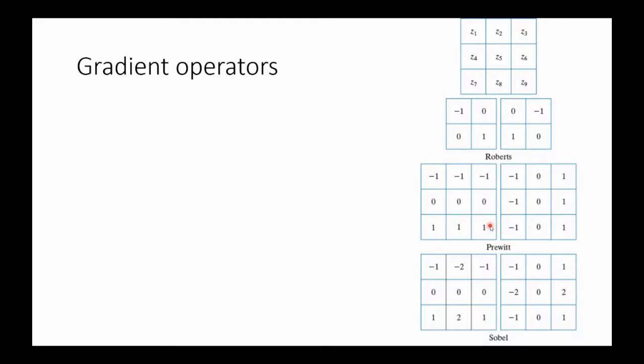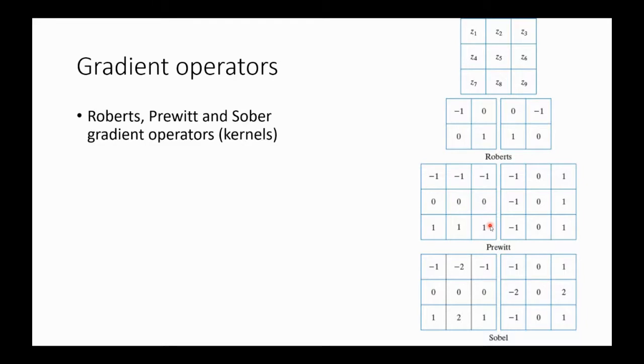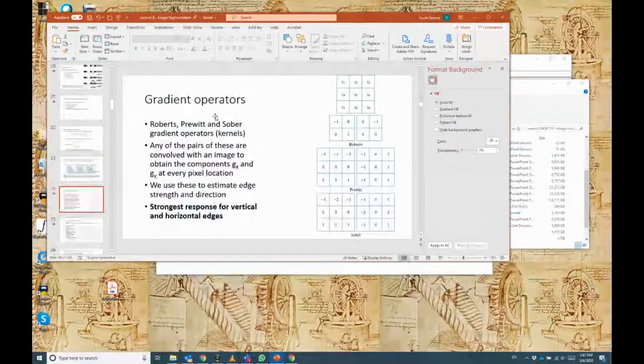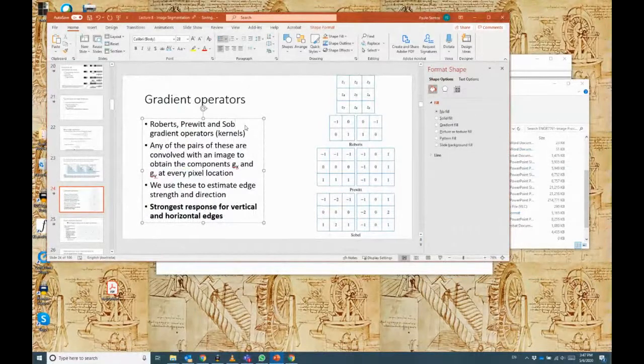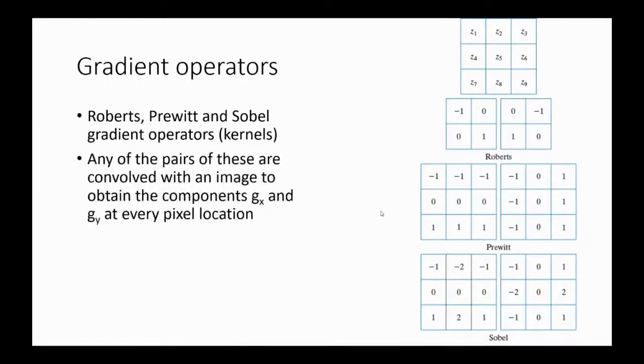In gradient operators, you've studied that. Just to remember, we have seen all of these: Roberts, Prewitt, and Sobel, not sober. I am sober today, but the gradient is the Sobel operator. Any of these pairs are convolved with the image to obtain the x and y components of the gradient. G here refers to the gradient, right? This gives the x component of the gradient. This gives the y component of the gradient.